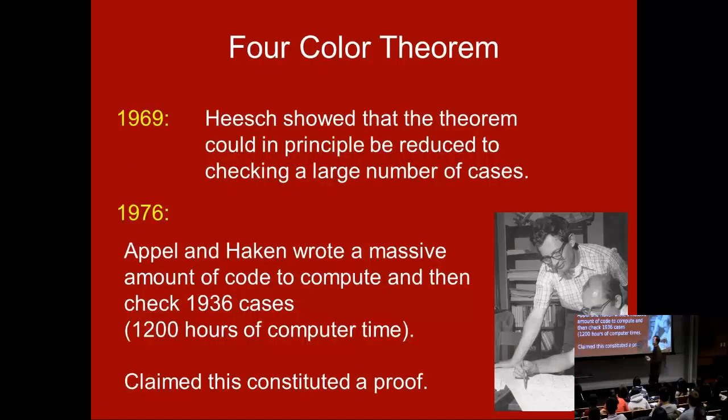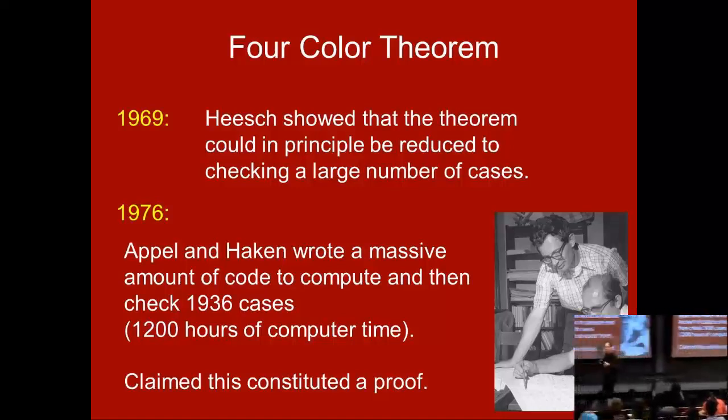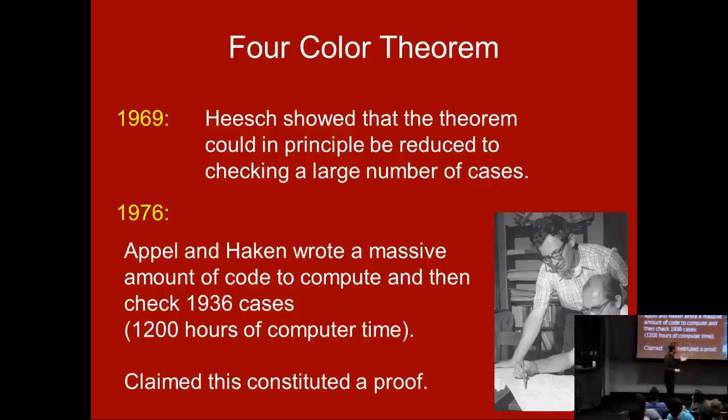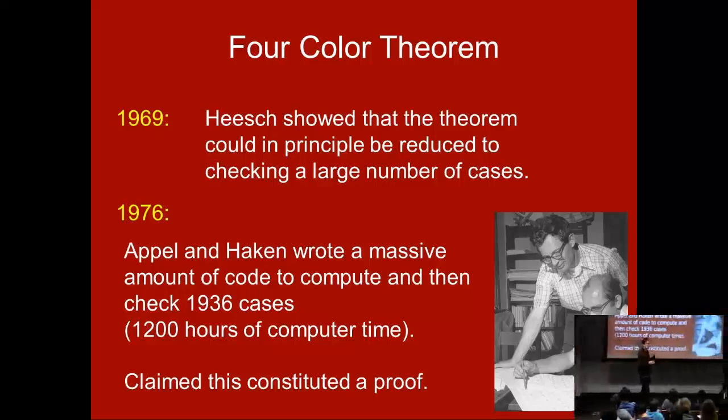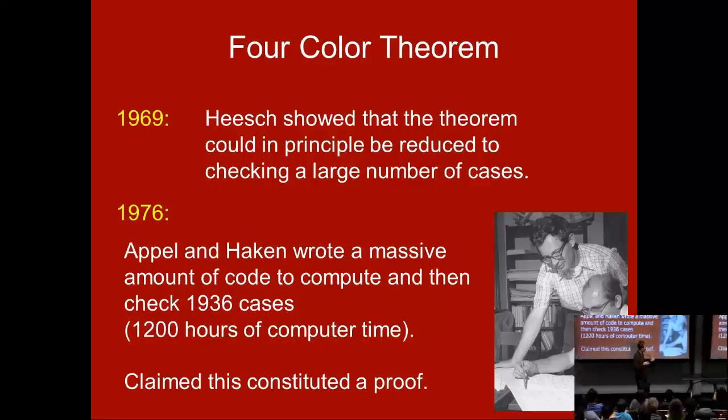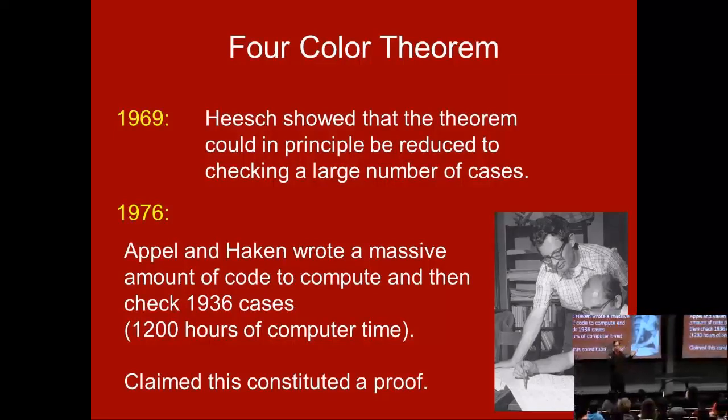Then 7 years later, these mathematicians, actually more like computer scientists, really, said, let's do this. We have computers now. They wrote a massive amount of code. Actually, they did some theoretical work, too, to exactly enumerate what the cases were and how many there were. There were about 2,000 cases. They wrote a massive amount of computer code to solve all these cases. And after about 1,200 hours of computing, it checked out. And they said, we did it. We proved the four-color theorem.